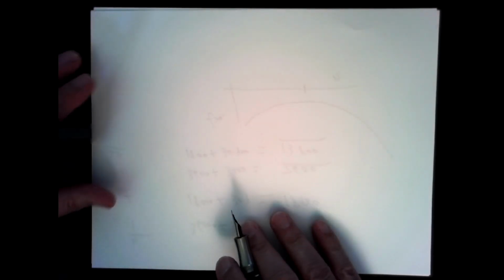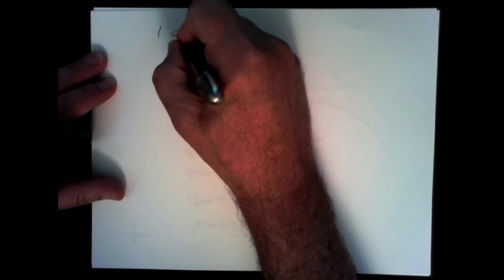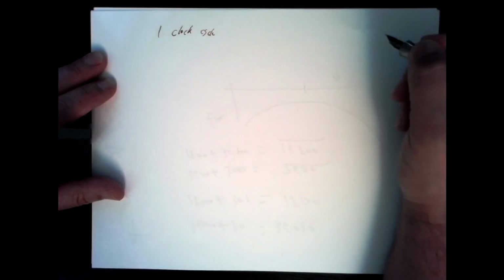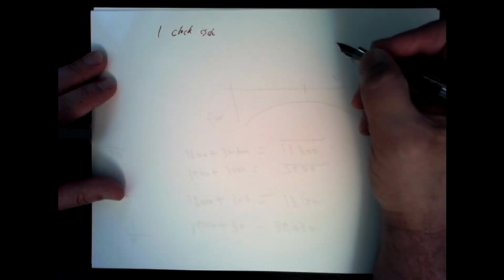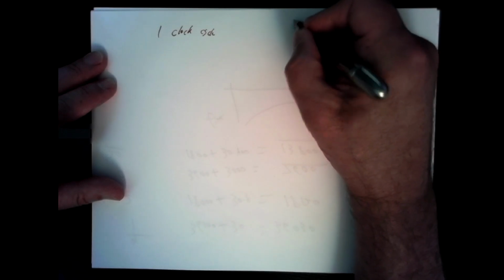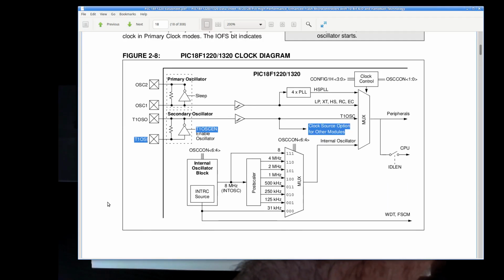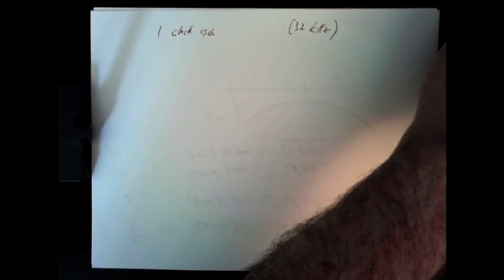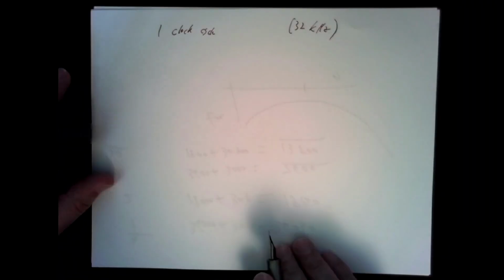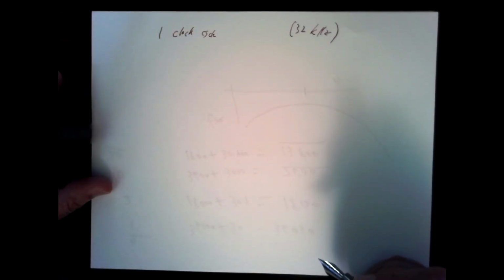But it's not quite that simple for reasons that we'll talk about in a minute. But one clock cycle, let's suppose we're running at 32 kilohertz. It's actually 31, but it's an approximate 31, and 32 divides out nicely. So we'll just approximate our clock speed at 32 kilohertz, and that's the speed we usually work at in the simulator. It's kind of the default clock rate. So 32 kilohertz is one clock cycle.